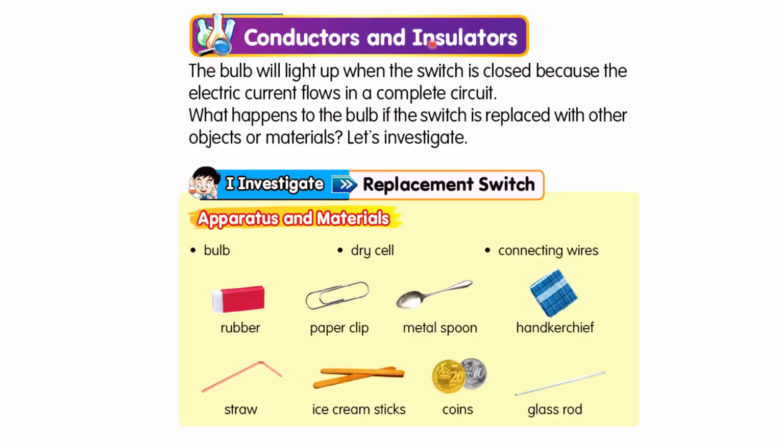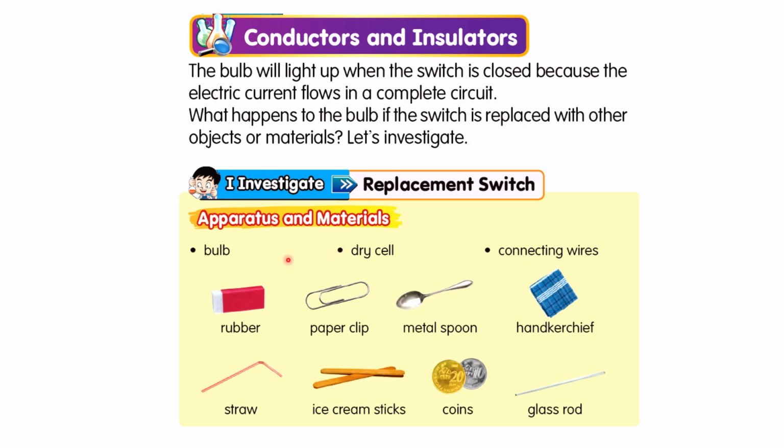Conductors and insulators, okay, you can refer to your Science Year 2 textbook. The bulb will light up when the switch is closed because the electric current flows in a complete circuit. What happens to the bulb if the switch is replaced with other objects or materials? Okay, let's investigate. It is going to be an investigation about what are conductors and what are insulators.